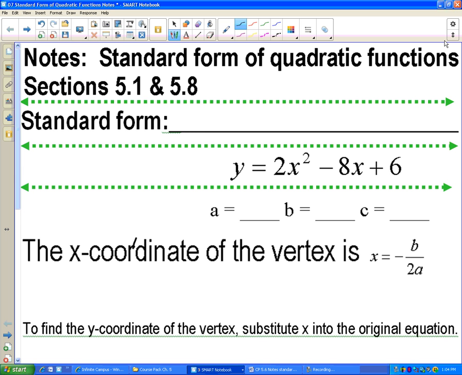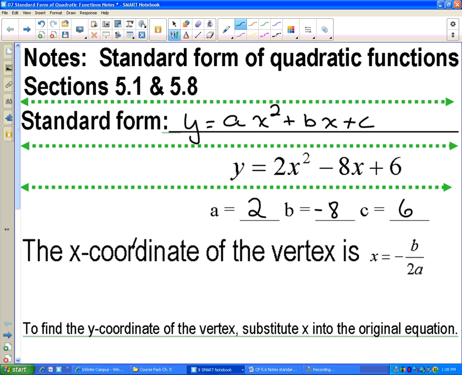Standard form is y is equal to ax squared plus bx plus c, where a, b, and c are some constants, some coefficients, some numbers. An example is this one here, y equals 2x squared minus 8x plus 6. The nice thing about standard form is I can do some things with it by pulling off my a, my b, and my c. My c is 6.